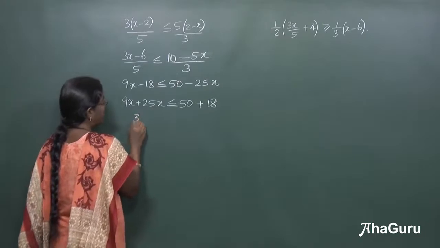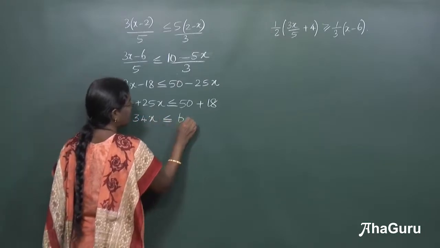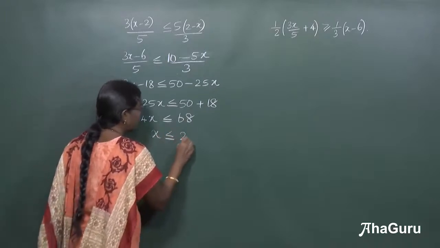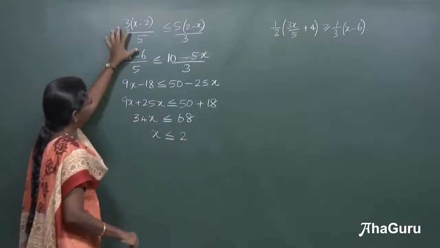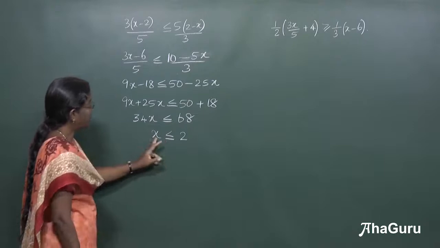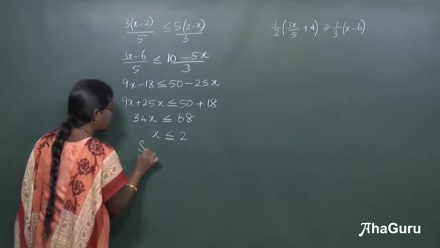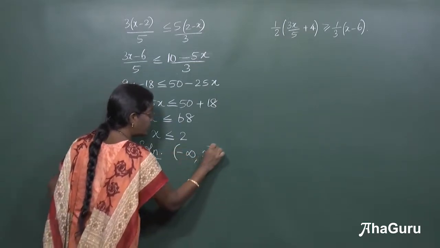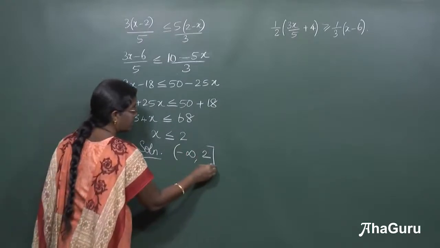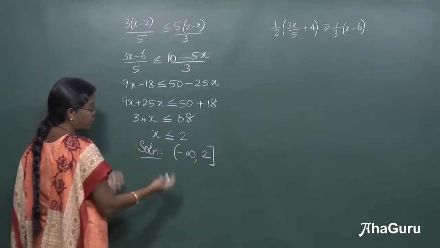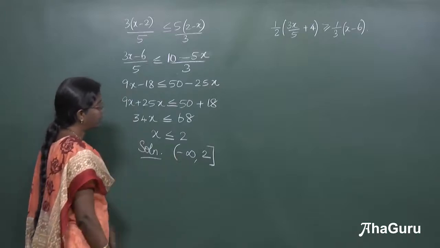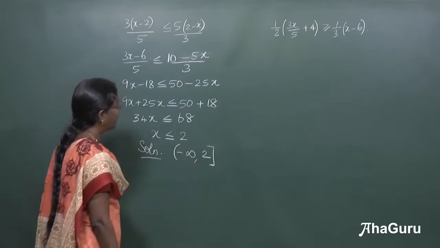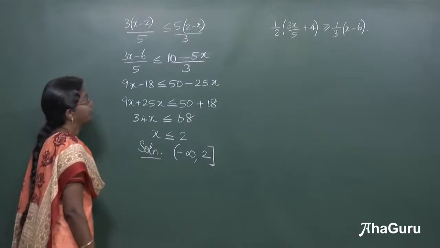So what do we get here? This is 34x less than or equal to 68, or x you get it to be less than or equal to 2. The final solution, when you simplify it completely, it simplifies to x less than or equal to 2. So the solution here, less than or equal to 2, it will be minus infinity to 2, 2 will be included. This side it will be a closed bracket. Here infinity or minus infinity is not a finite value, so it's always an open bracket. The final solution will be the interval from minus infinity to 2 inclusive.